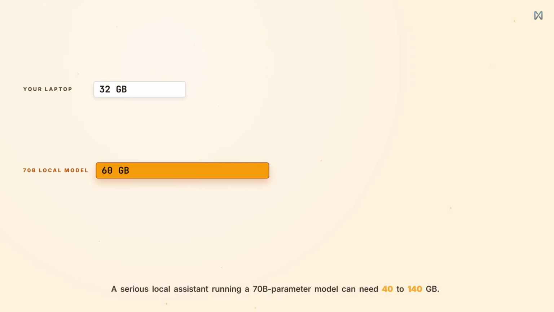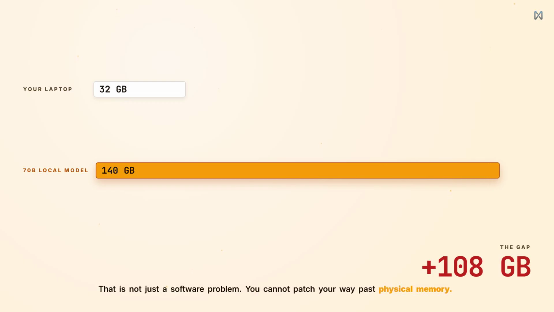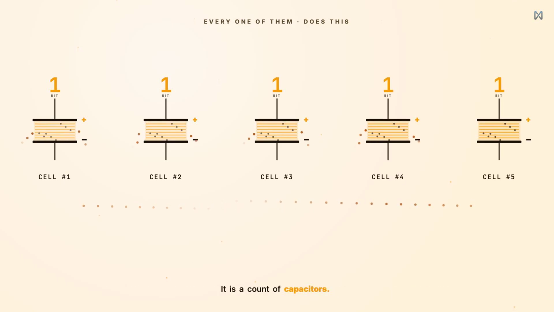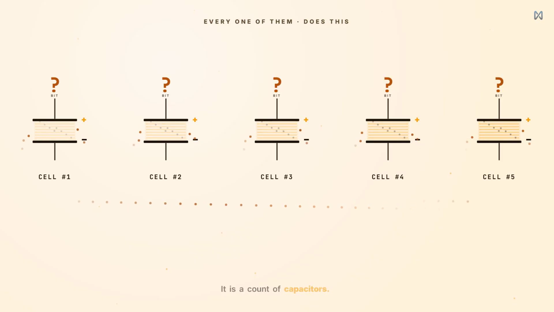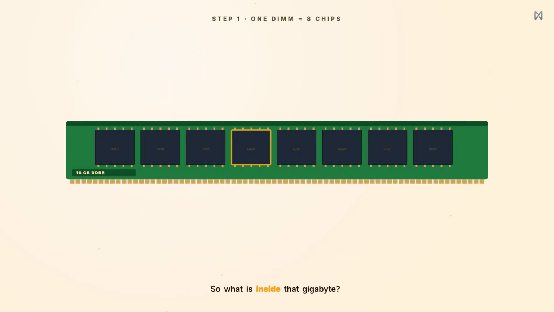Here is the gap. Your laptop might have 32 gigabytes of RAM. A serious local assistant running a 70 billion parameter model can need 40 to 140 gigabytes, depending on compression. That is not just a software problem. You cannot patch your way past physical memory. It is a count of capacitors, and capacitors do something annoying. They leak.